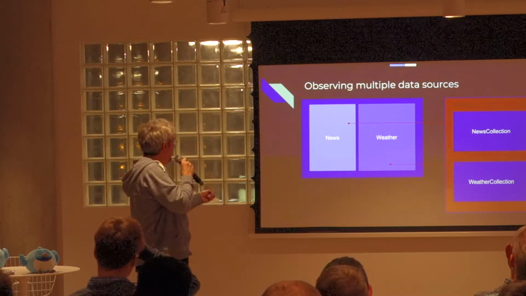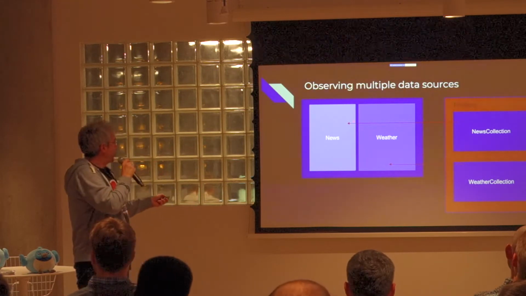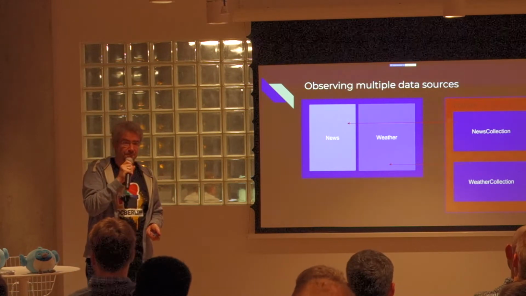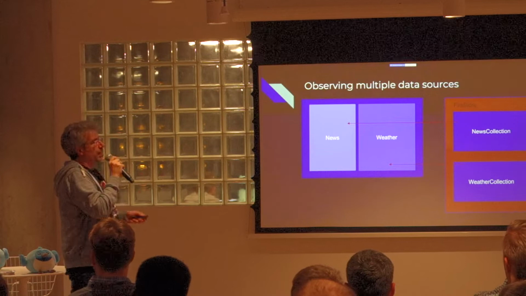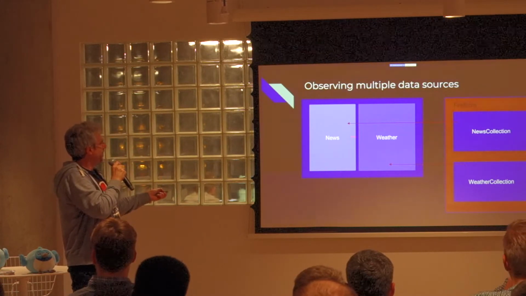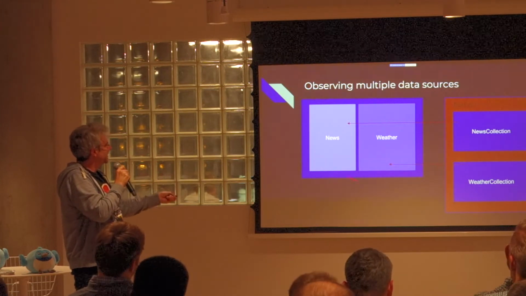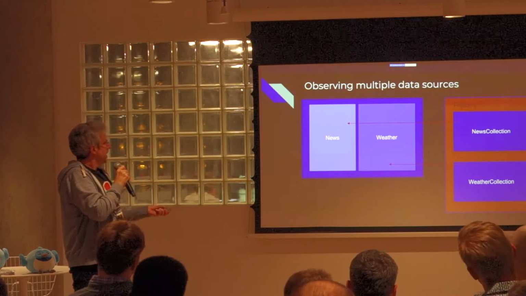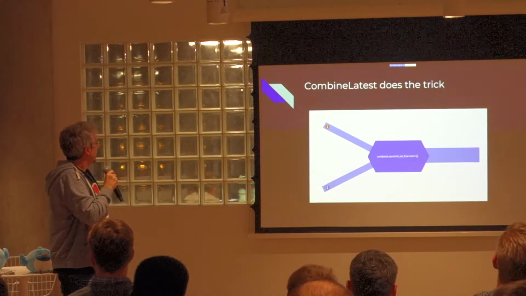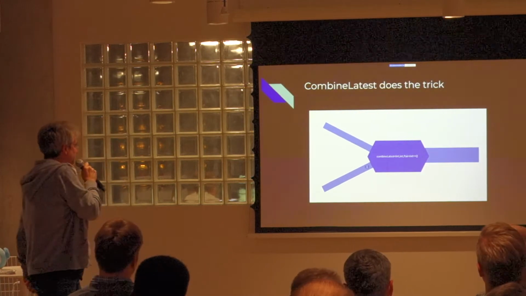In this case, let's assume we have some news website. We have one field with news and another field with web data. Now, I could do this with two separate screen builders, but let's assume we want to have one screen builder that updates both of them. And I have these two collections in Firestore. We use another method that's called combine latest.